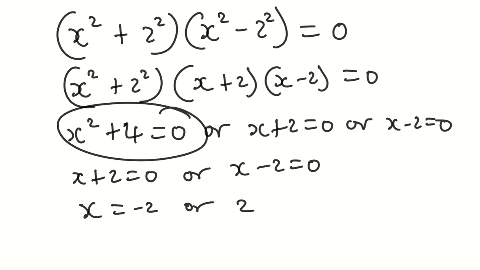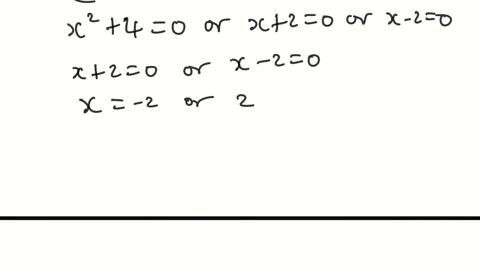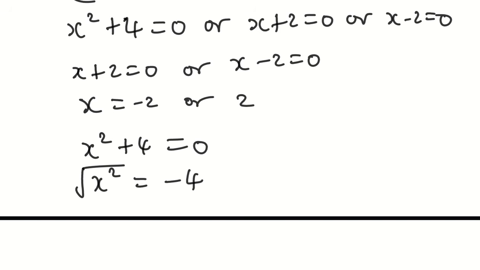But let's come to this first equation where we have x squared plus 4 is equal to 0. So let's write it here. x squared plus 4 is equal to 0. I'm going to subtract 4 from both sides to get rid of plus 4 here. So x squared will be equal to negative 4. Now, if you square root both sides, let's square root this side and square root this. You put plus or minus here.